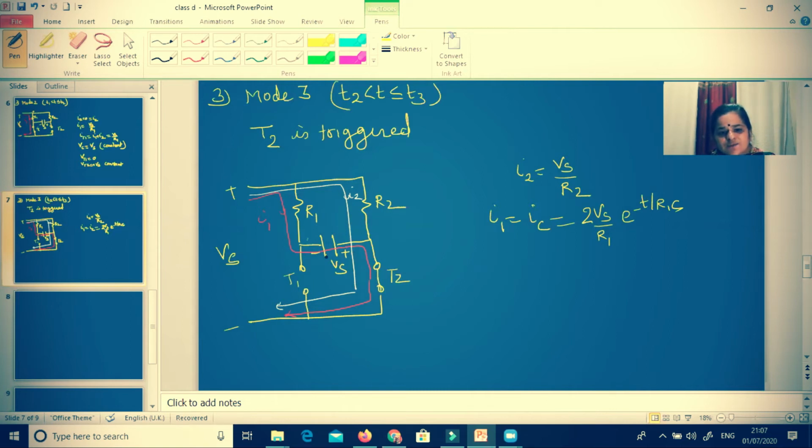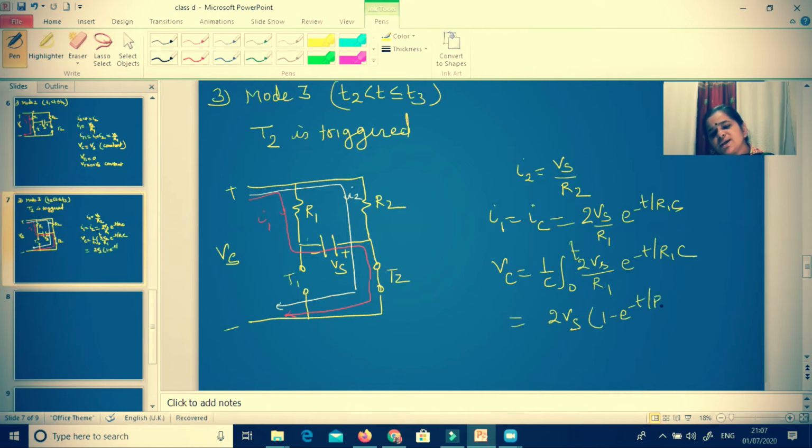Now when this IC is there, as the current is flowing from left to right, what is the capacitor voltage? Capacitor voltage at any time is given by this expression: 2 Vs by R1 e to the power minus t by R1C. If you solve it, it will come 2 Vs (1 minus e to the power minus t by R1C). This is the expression for the capacitor voltage.